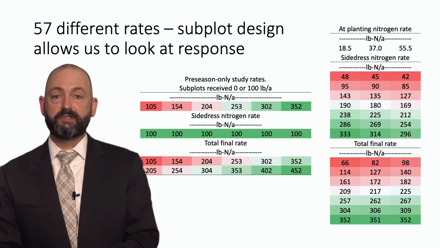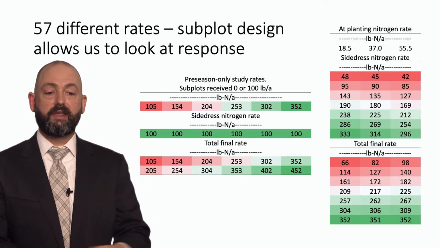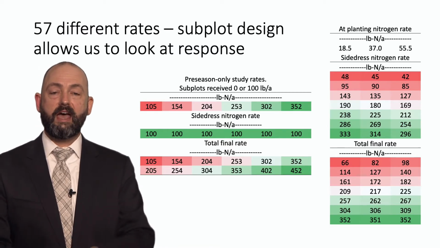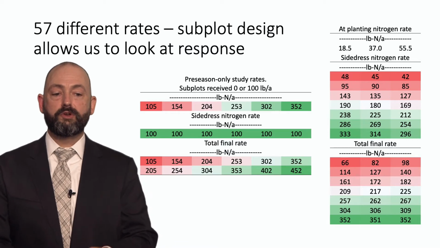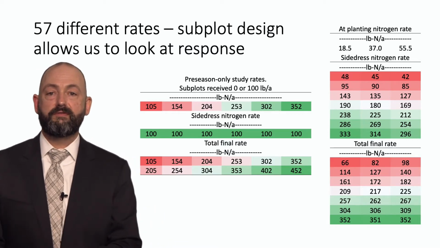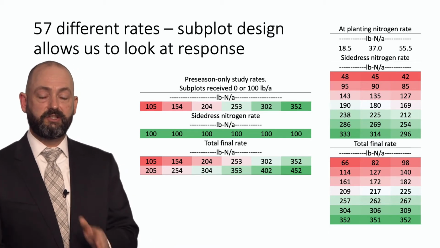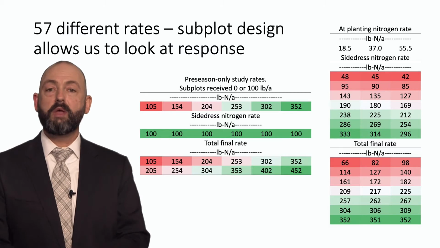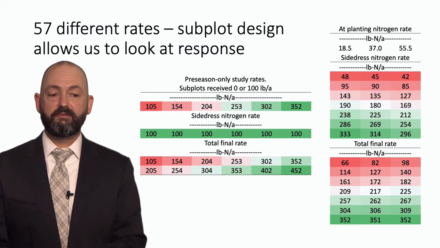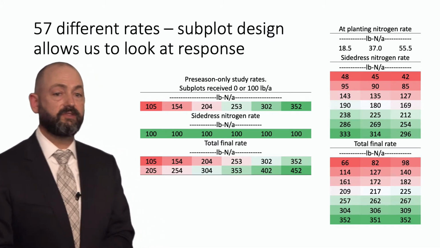We have multiple field sites working with cooperating farmers, and we have preseason only rates that are split in that 4 subplot design, but there we don't have numerous side dress rates. So we would have 105, 154, 204, 253, all the way up to 352 pounds per acre of nitrogen, and then the subplots got 0 or 100 pounds of side dress, just to make sure, did we maximize yield with that preseason rate?